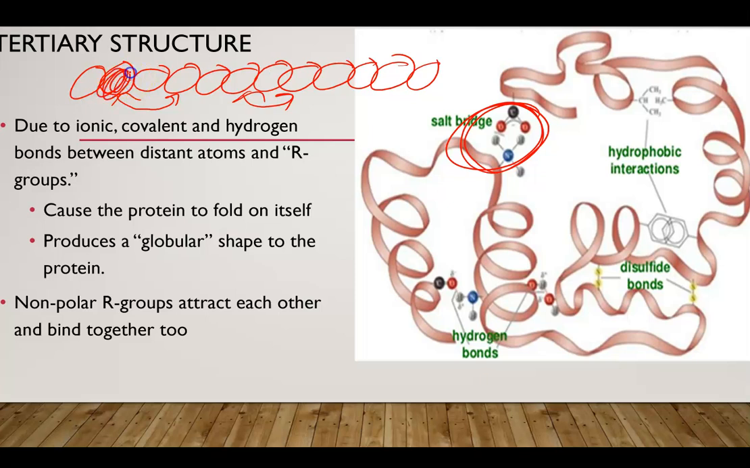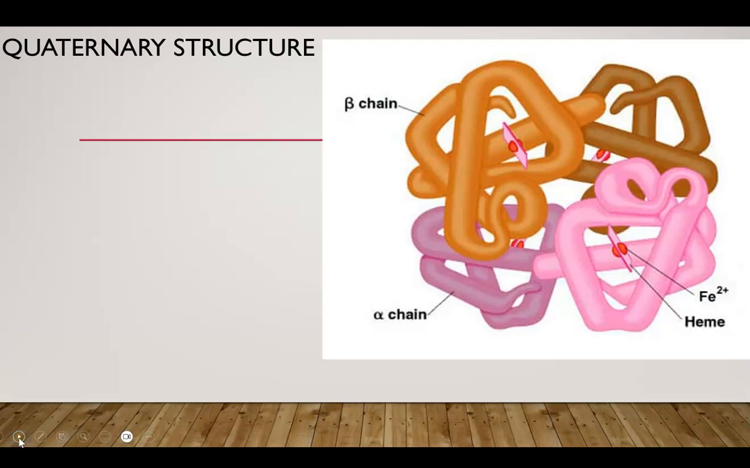Tertiary is when very far away amino acids attract and make some of these bonds and lead to this crumpled up globular shape. So just about every protein exists normally as a tertiary structure protein, because that's how it has its unique three-dimensional shape that our cells need. And then finally, there's quaternary structure.